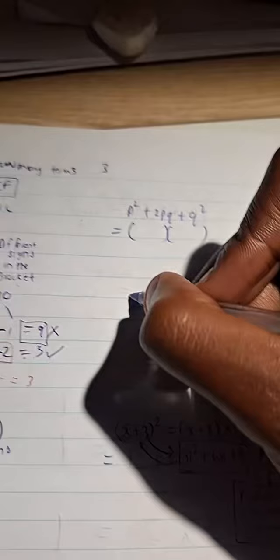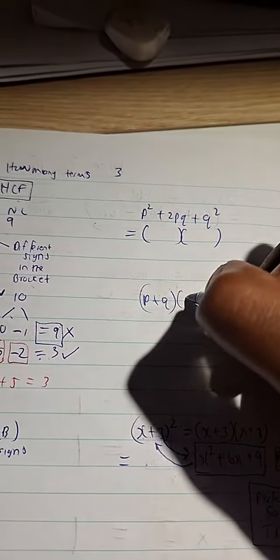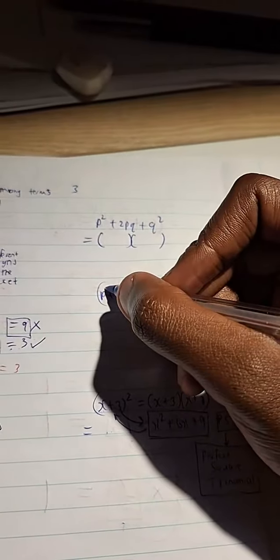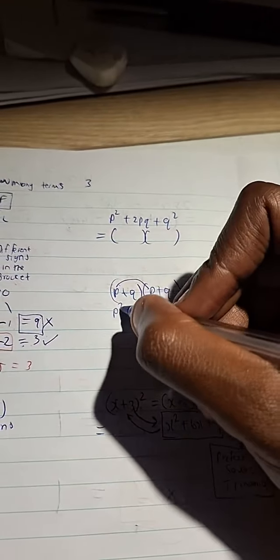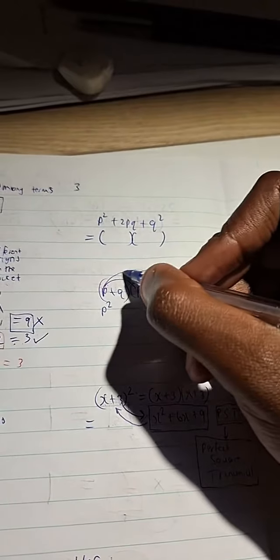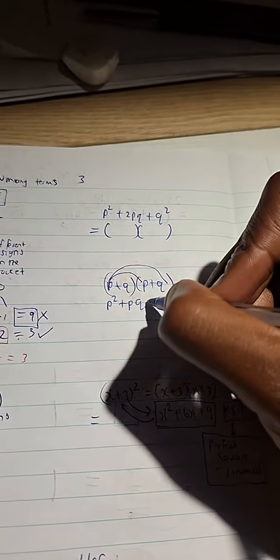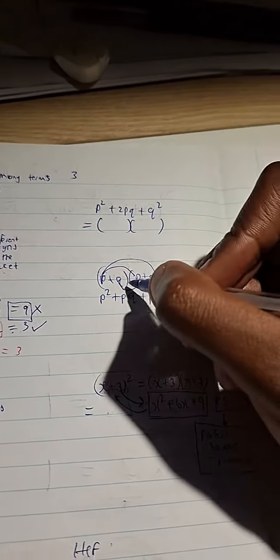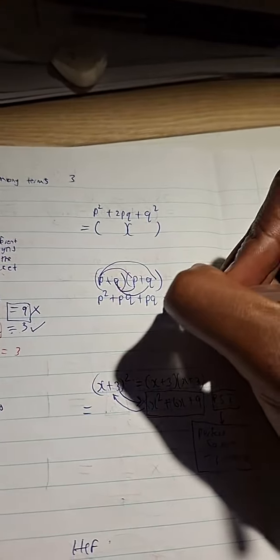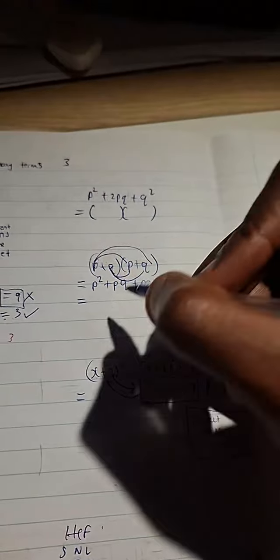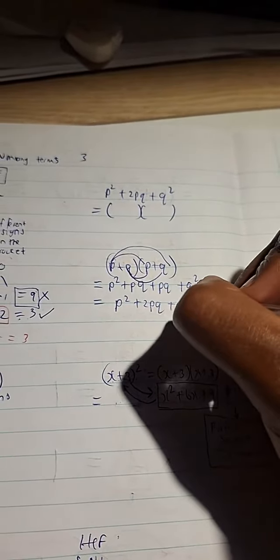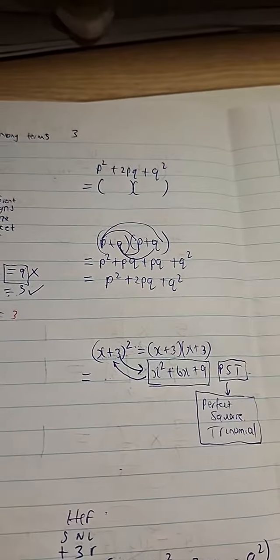Okay, guys, if I say p plus q into another p plus q, what do I get when I simplify this? What's p times p? That is p squared. What is p times q? That is pq. What is q times p? That is another plus pq. And then what is q times q? That is q squared. So in other words, when simplified, this is p squared plus 2pq plus q squared.